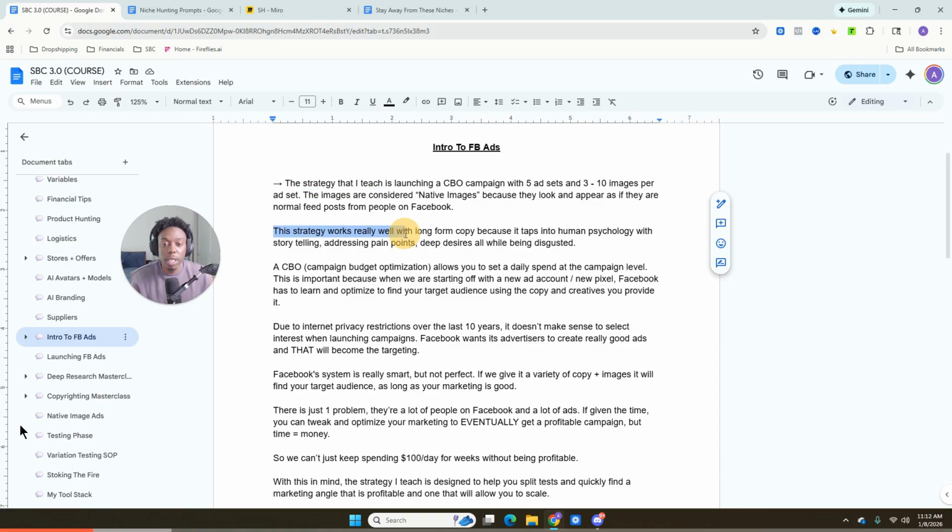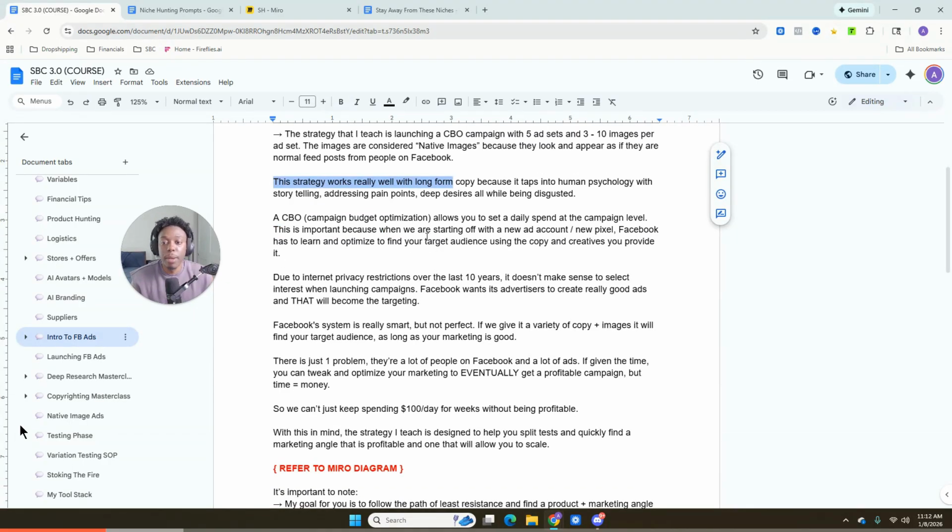This strategy works really well because long form copy taps into human psychology with storytelling, addressing pain points, deep desires, all while being well disguised. A CBO campaign, or campaign budget optimization, allows you to set a daily spend at the campaign level. We do not do ABO testing where you set individual spend at the ad set level.